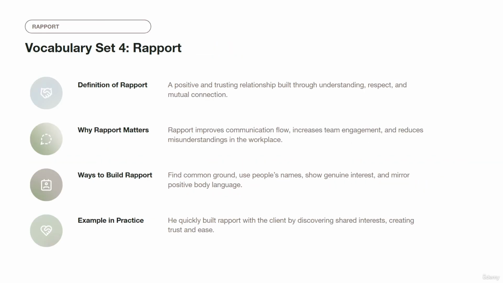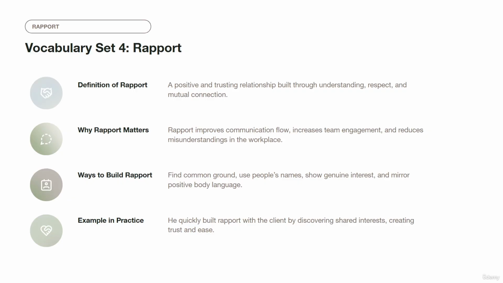Rapport. We've mentioned rapport a few times through the course. I haven't really gone into what it means. Rapport is a positive and trusting relationship built through understanding, respect, and mutual connection. So there should be good rapport between the team, and between the team and the manager. Good, respectful, and productive personal relationships. That's rapport. It doesn't mean the person has to be your best friend. It just means that you have a healthy respect and mutual understanding.